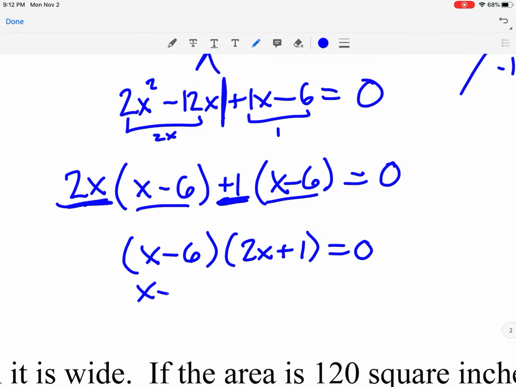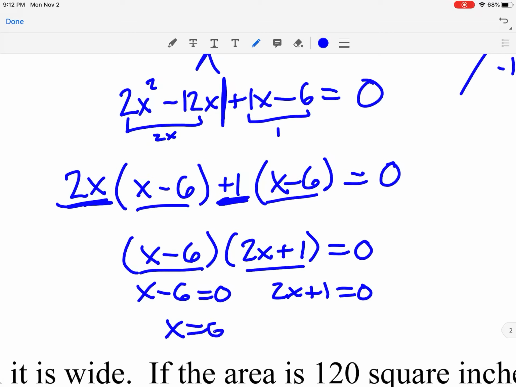Okay. So now I will have 2 unique equations, so either x minus 6 equals 0 or 2x plus 1 equals 0. So solve both of those, and you get 6 and negative 1/2.